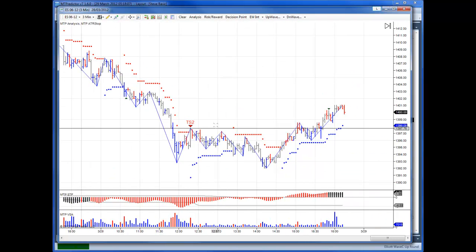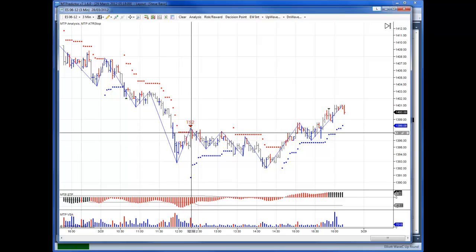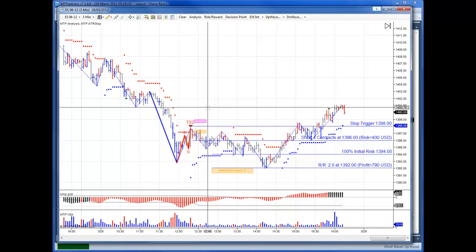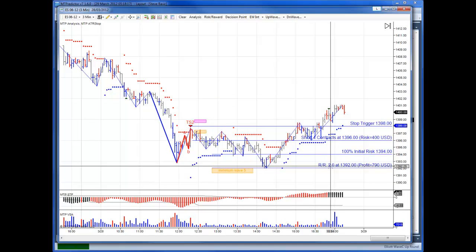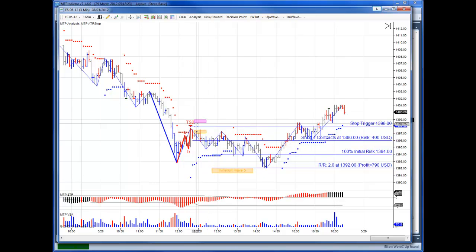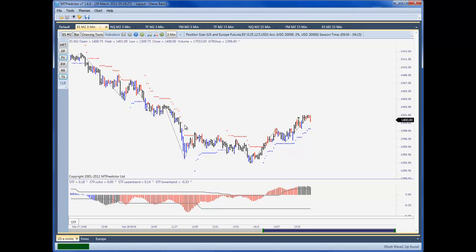Now this is an interesting scenario, because here we would have had an ES trade at the same time as the NQ trade. Now this particular one would have gone down to its target and actually made a lovely 2R profit, with again profit at the low of the day. So the question is, why did this show in NinjaTrader but it did not show in MTPredictor 7?